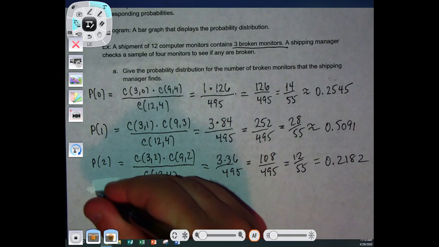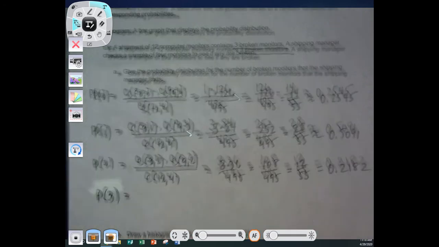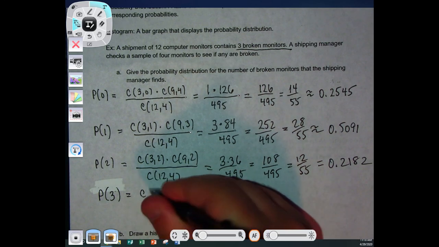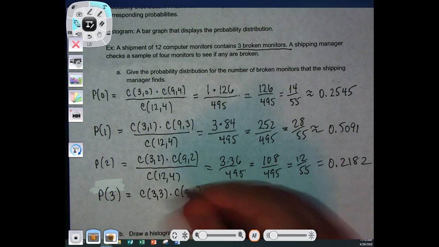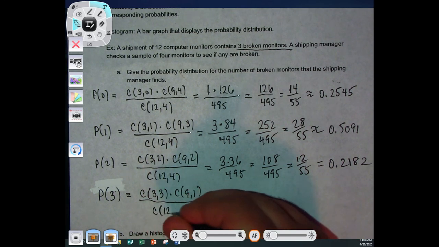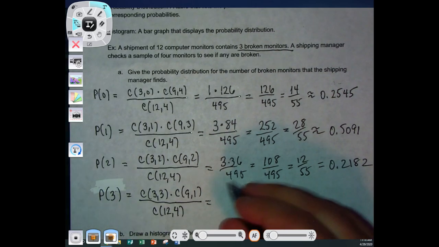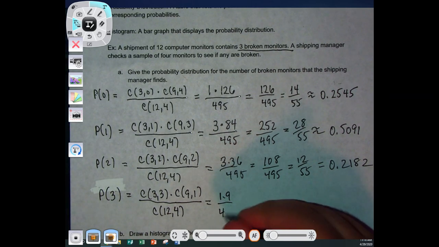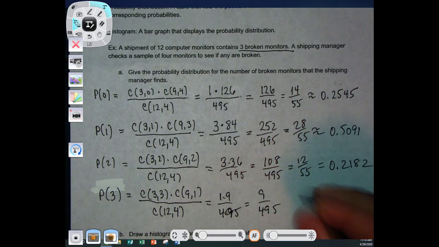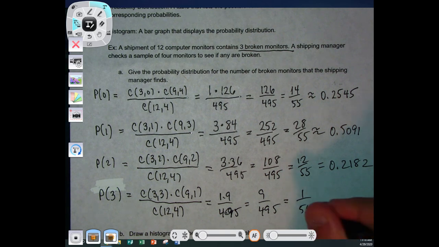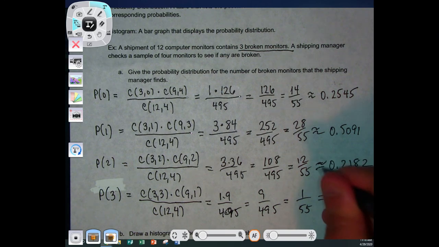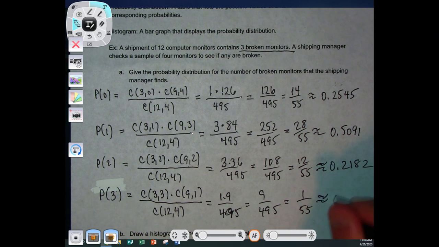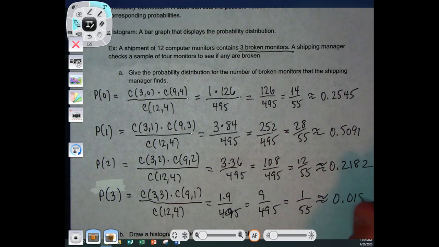Then the probability of picking 3 broken monitors would be the combination of 3 choose 3 times the combination of 9 choose 1, divided by the combination of 12 pick 4. So that's 1 times 9 over 495, which is 1/55. That's approximately equal to 0.0182.